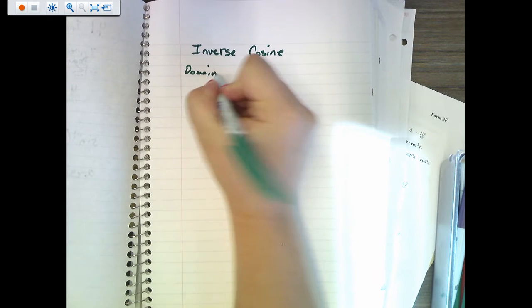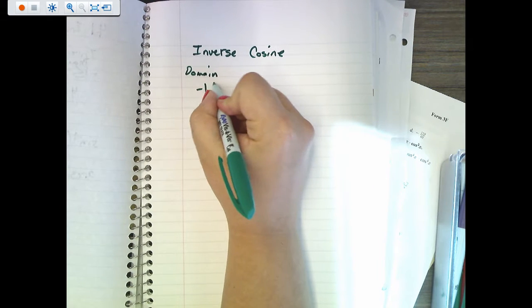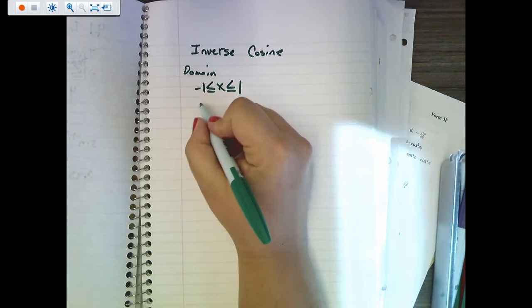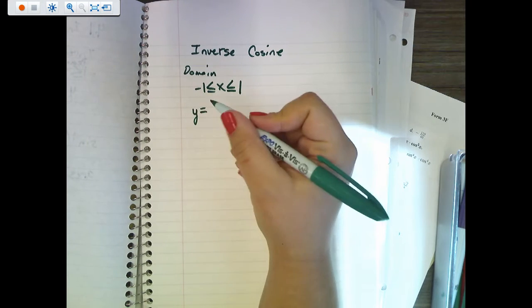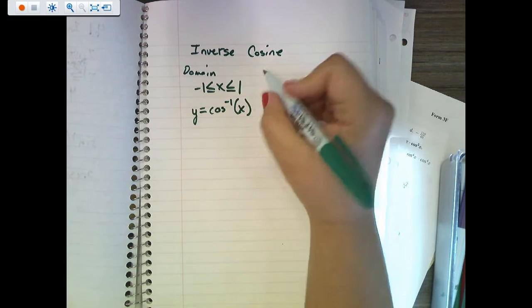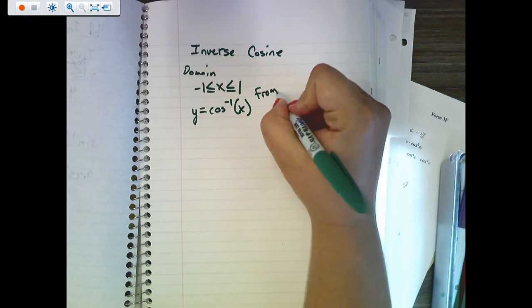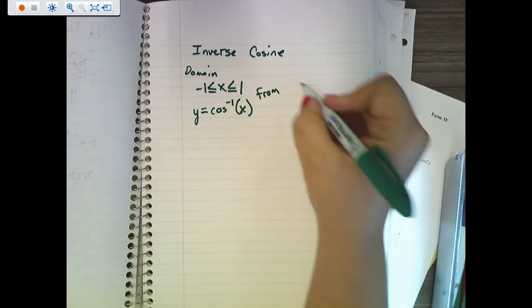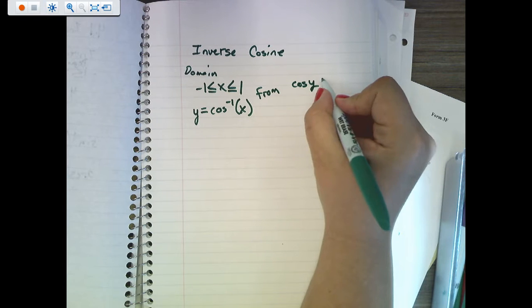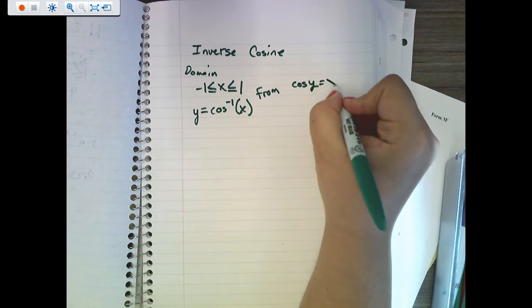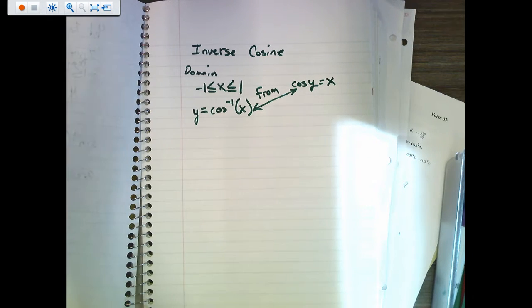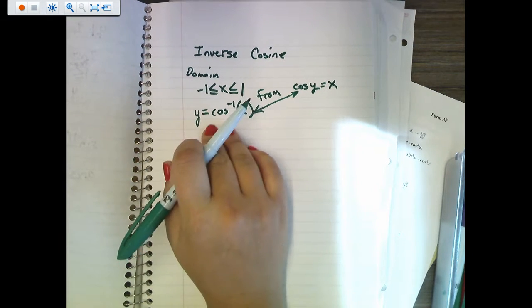Okay, so for your inverse cosine, your domain again is -1 is less than or equal to x is less than or equal to +1. And your equation for that is y equals cosine inverse of x. And that basically comes from the fact that cosine of y is equal to x. These are interchangeable, so sometimes it's easier to write them one way or the other. We usually write them like this, okay?